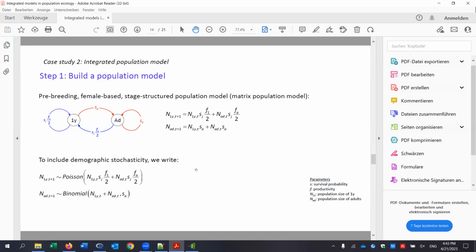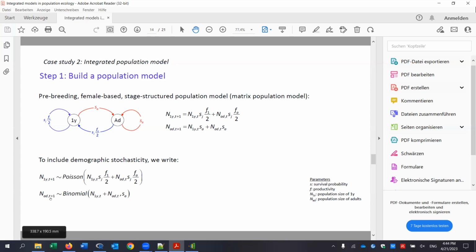Often we want to include demographic stochasticity. This just means that we have to find some suitable distributions. For the recruitment process, we usually use a Poisson distribution, because the Poisson distribution, of course, produces integers, and there is no upper bound. And the expected value is exactly that bit here, corresponding to this here.